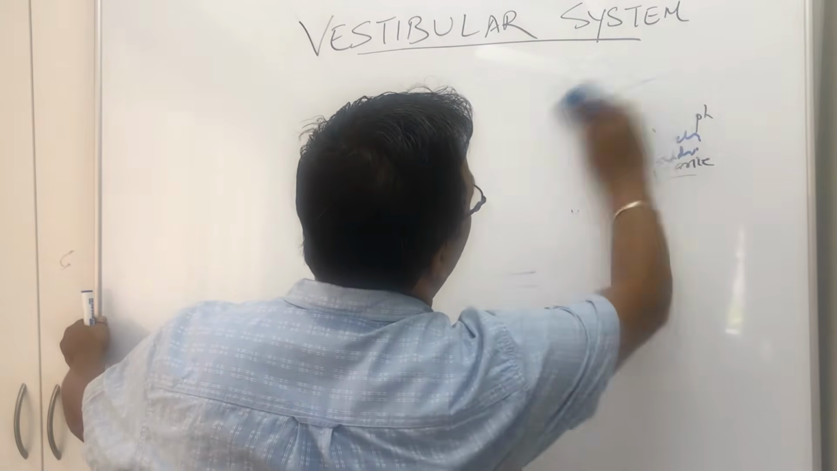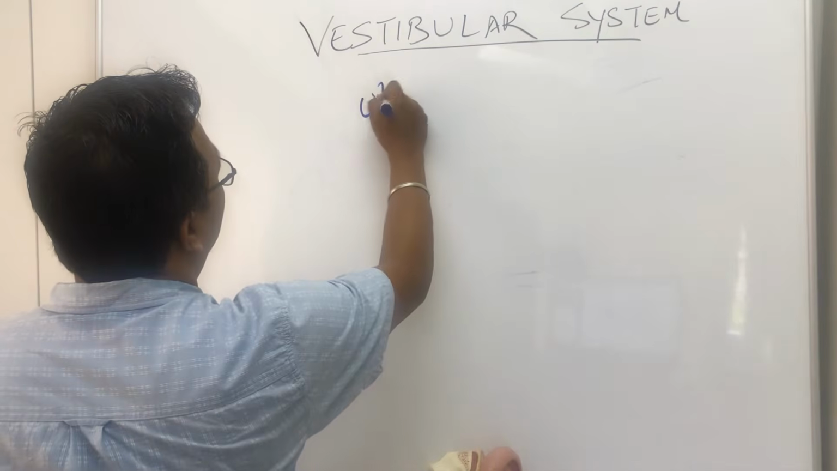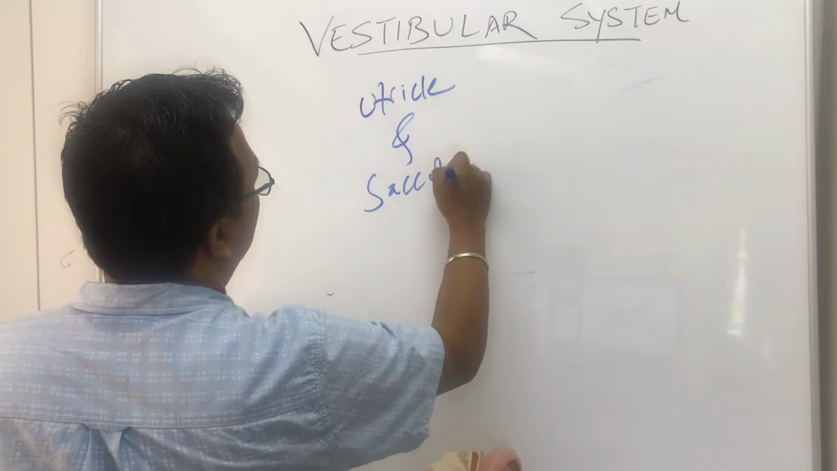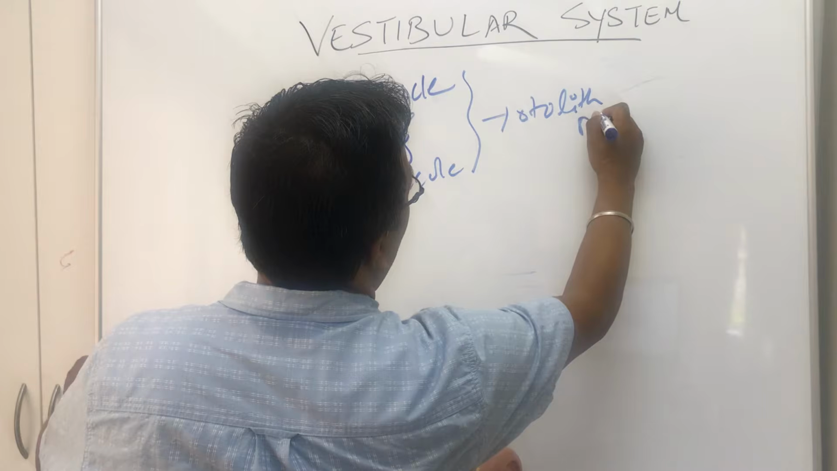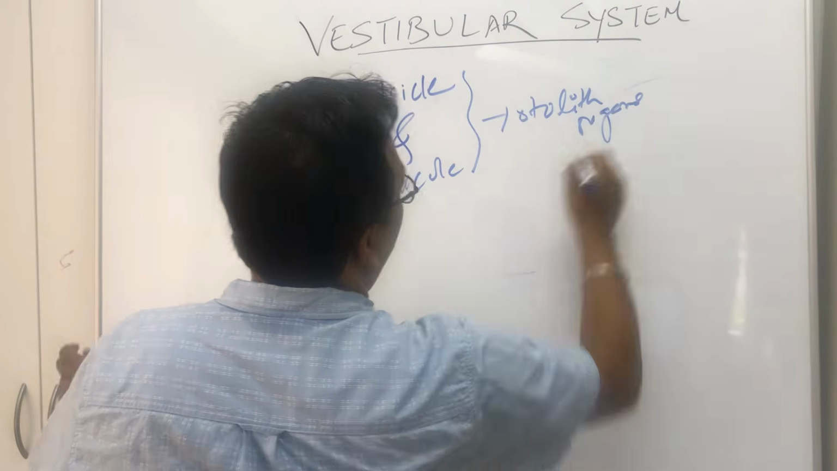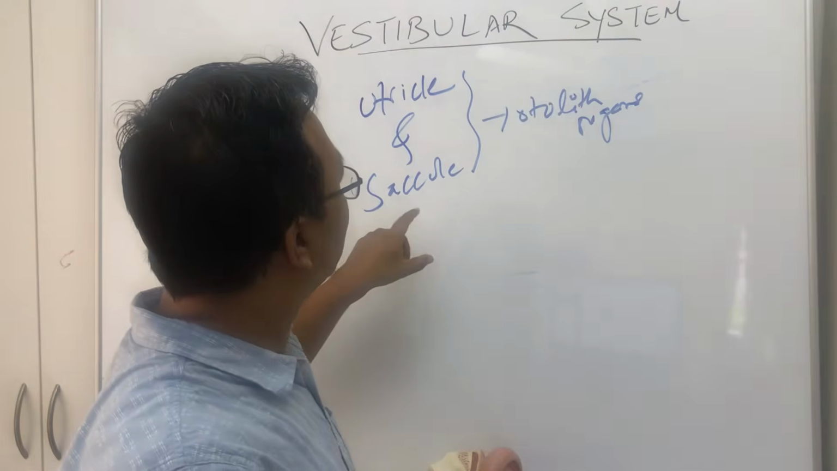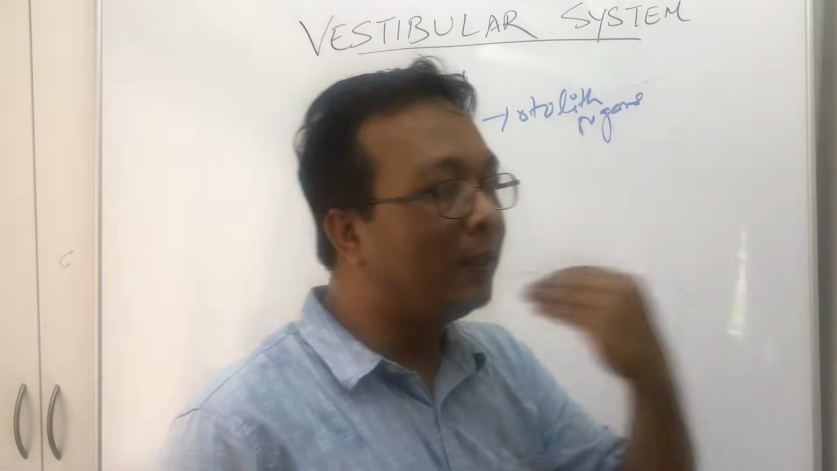So apart from the semicircular canal, there are another 2 things called utricle and saccule. They are also called otolith organs. Otolith organs. Okay. So the utricle and saccule, they determine the linear acceleration.